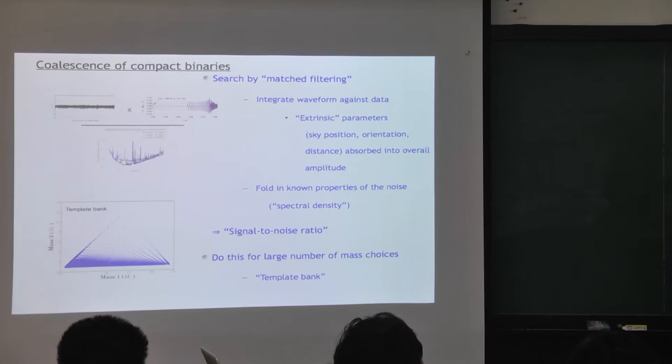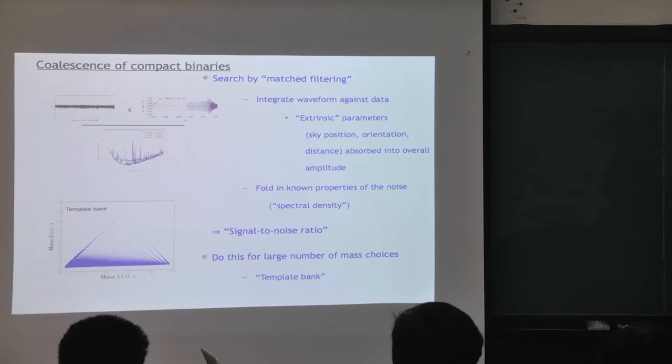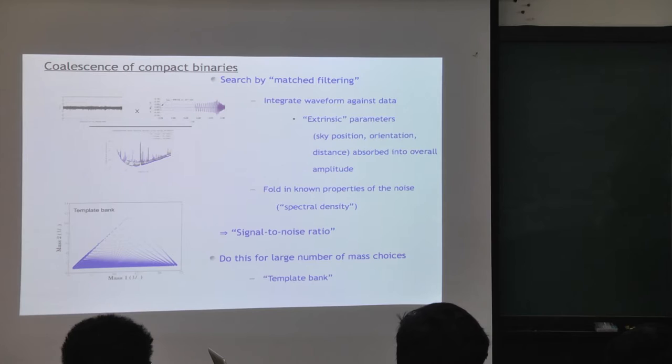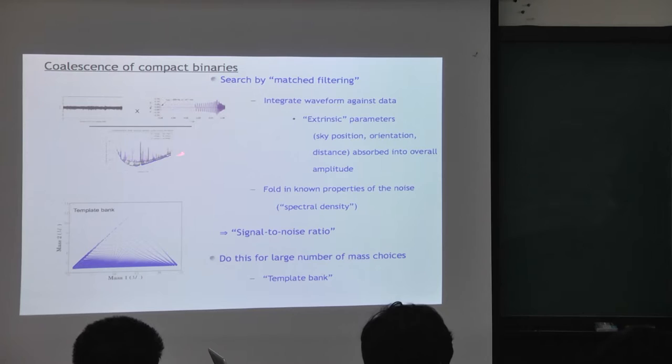And the nice thing is that you have to make different choices for the different waveforms you're going to match against the data, because different masses means a different frequency evolution and so on. But the nice thing is, in this case, that the extrinsic parameters that at first instance you don't care about so much, like sky position, orientation, and distance, can be absorbed into an overall amplitude. And you don't have to separately search over them. And so you get a far smaller dimensional parameter space than that 15-dimensional one you had before. So you do that. You fold in the known properties of the noise. That's exactly what I already mentioned here. And so you integrate, and you get a single number, which is called the signal-to-noise ratio. And if the signal-to-noise ratio is high, that means you have a waveform that has an excellent fit with some signal that is in the data, and you can be fairly confident that actually, in the first place, there is a signal in the data.